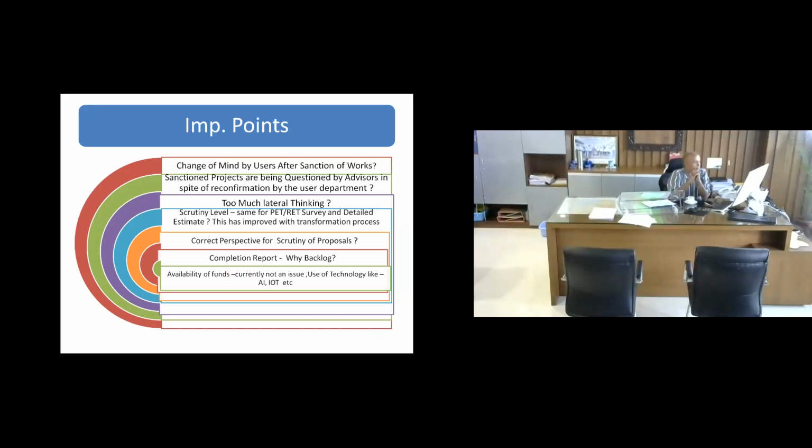Okay. So what are the important takeaways from this discussion we had for the last 1.5 hours? Change of mind after sanction of work is something which needs to be avoided. Railway is badly affected by this: we decide something at one point of time when the project is being planned, and then when it comes to the stage of sanction and real planning for execution, because of change of guard, the perception changes and we want certain more things. That is something where again the project gets delayed.